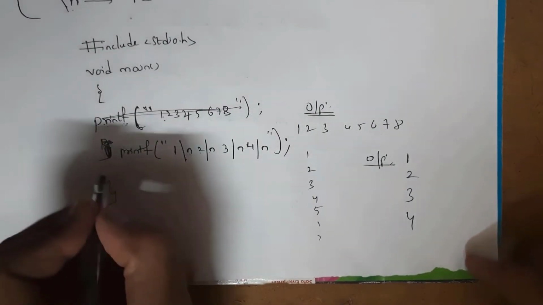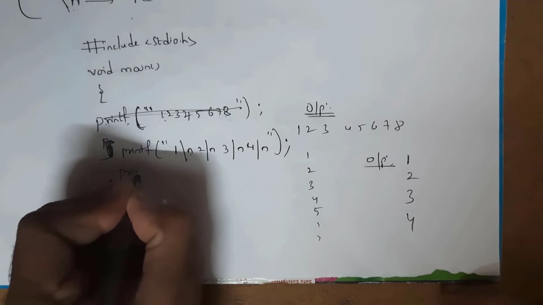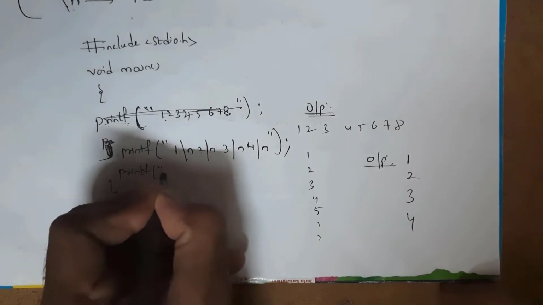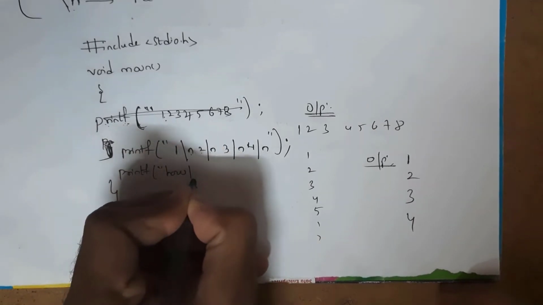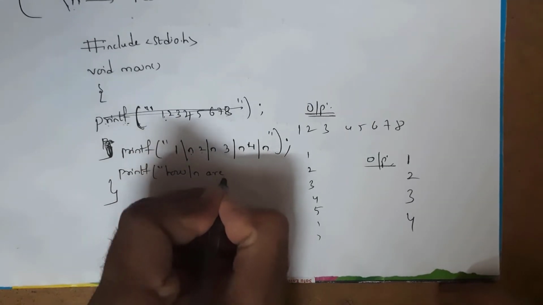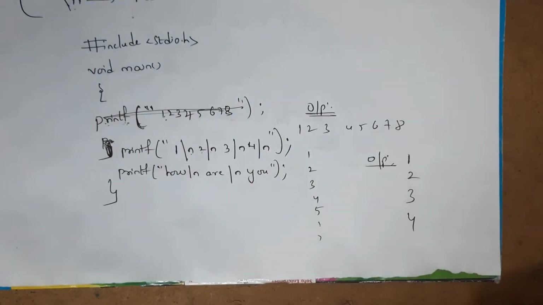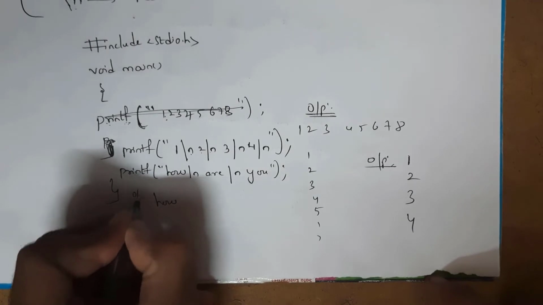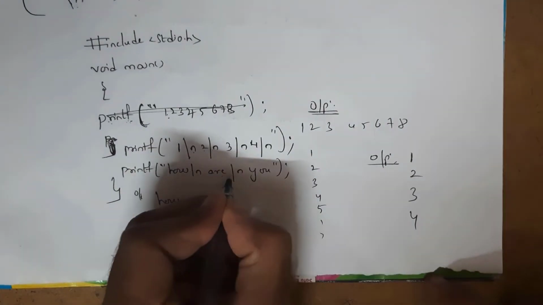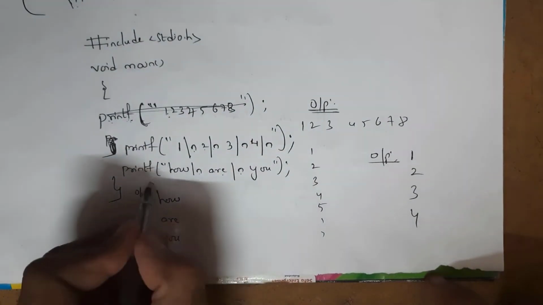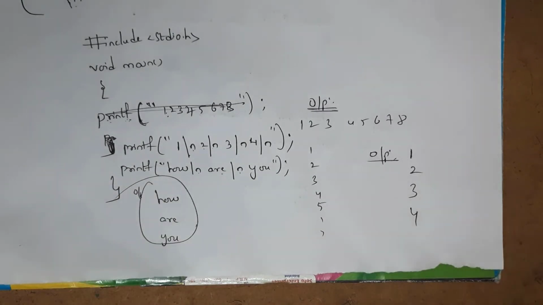For example, I want to print how are you. So I am writing here printf, double quotations, how \n r \n u. Whenever you execute this program, you will get output as how, and \n means next line. After again \n, that means this is my output. This is the use of \n.